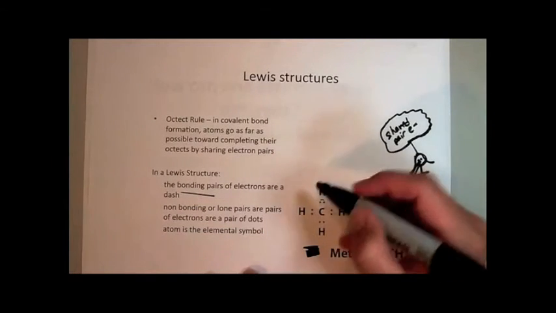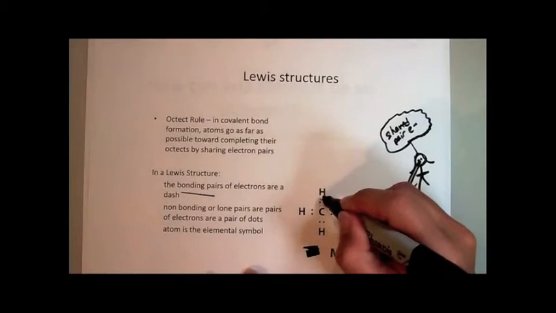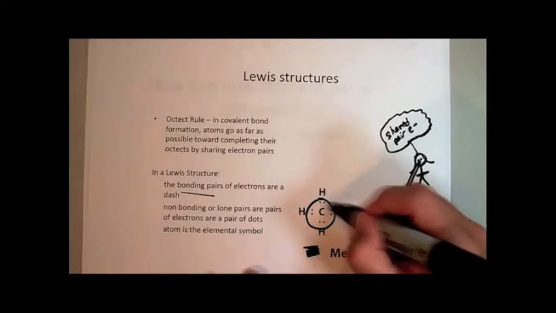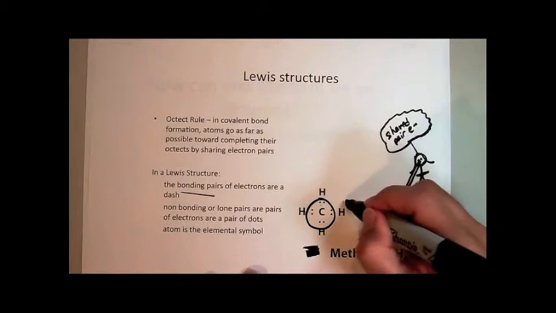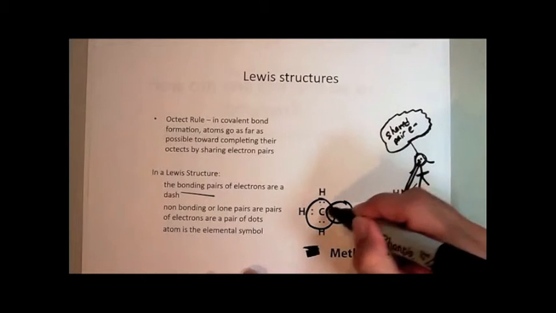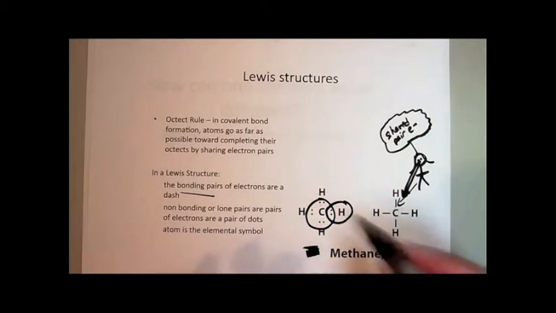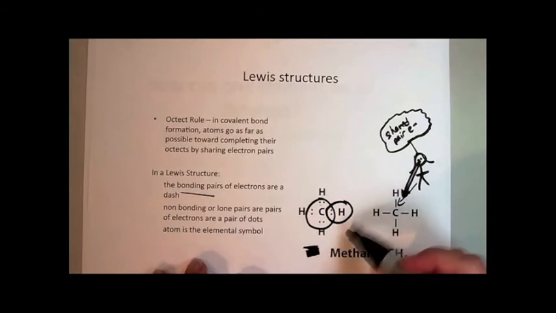And so when I count up how many electrons are in the valence shell of carbon in this particular molecule, I'm counting 2, 4, 6, 8. When I count up how many electrons are next to this particular hydrogen, I see 2. And so I can see, oh, this is a stable structure because the octet is satisfied.